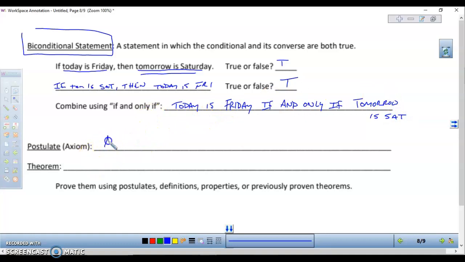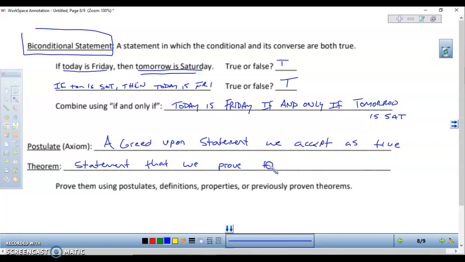A postulate is an agreed upon statement that we accept as true. And a theorem is a statement that we prove to be true. All right, we're almost done. Let's just talk about a couple postulates real quick, okay?